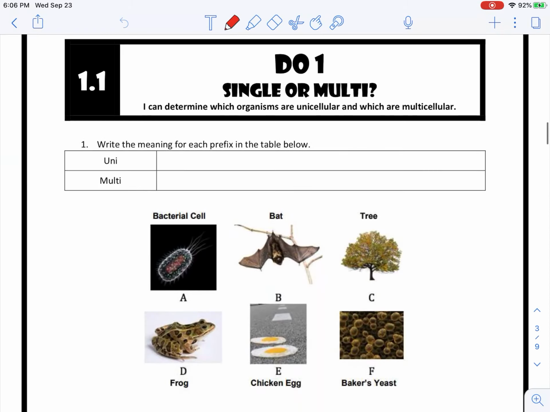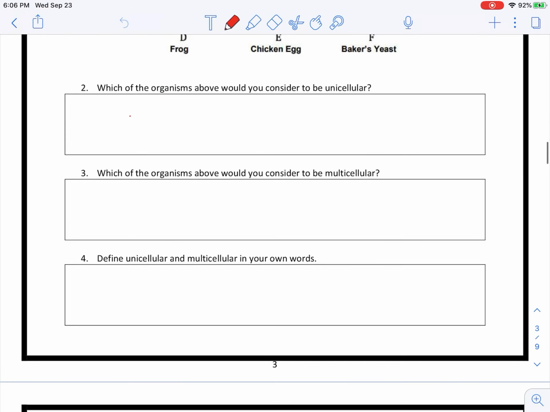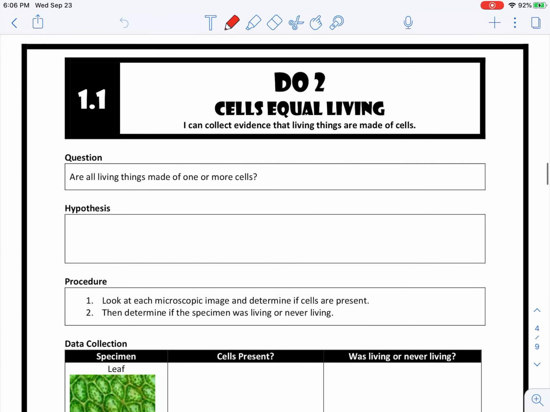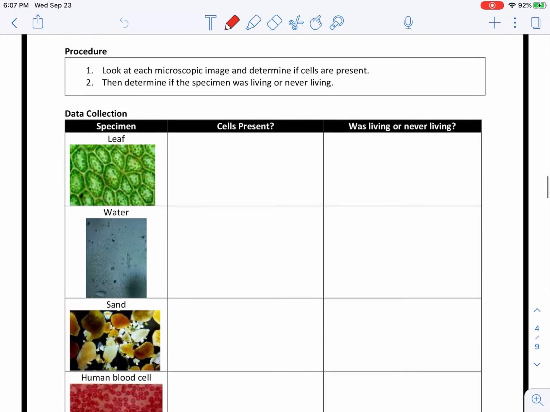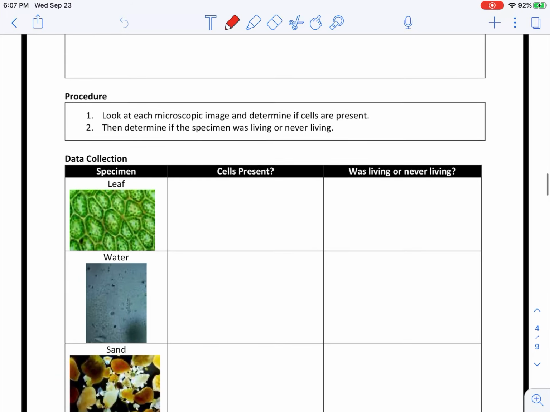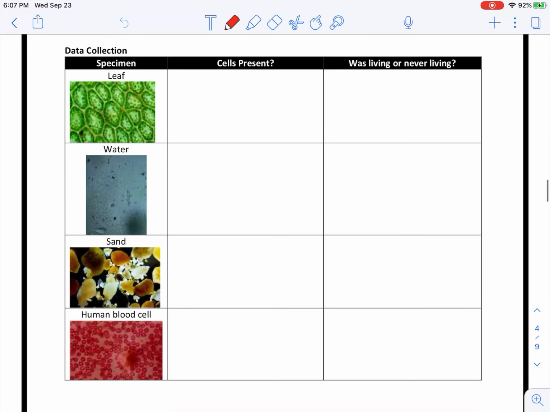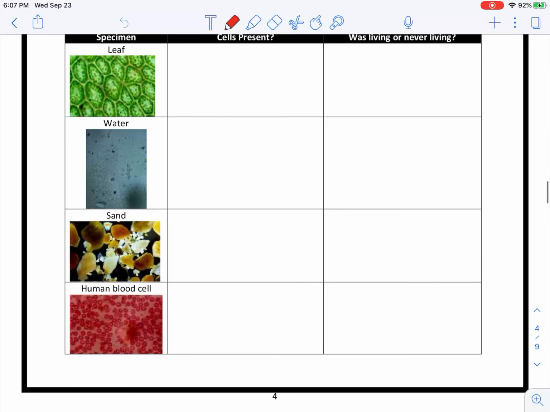We did one activity which was all about determining whether organisms are unicellular or multicellular. And then we did an activity where we collected evidence that living things are made of cells. We looked at these microscopic images, which, if we were physically in school, you would get to use a microscope and look at these things. But that's what you would see under the microscope anyway. And you had to look to see that the leaf and the human blood had cells and the water and sand did not.